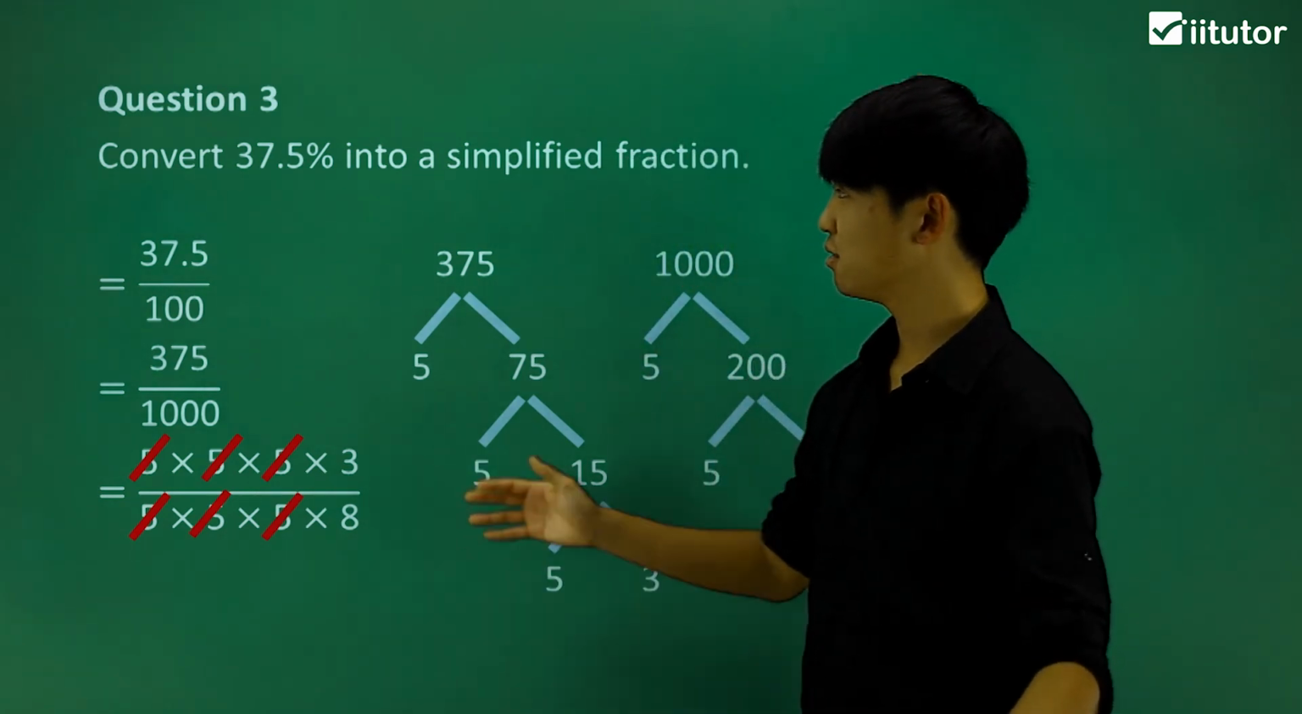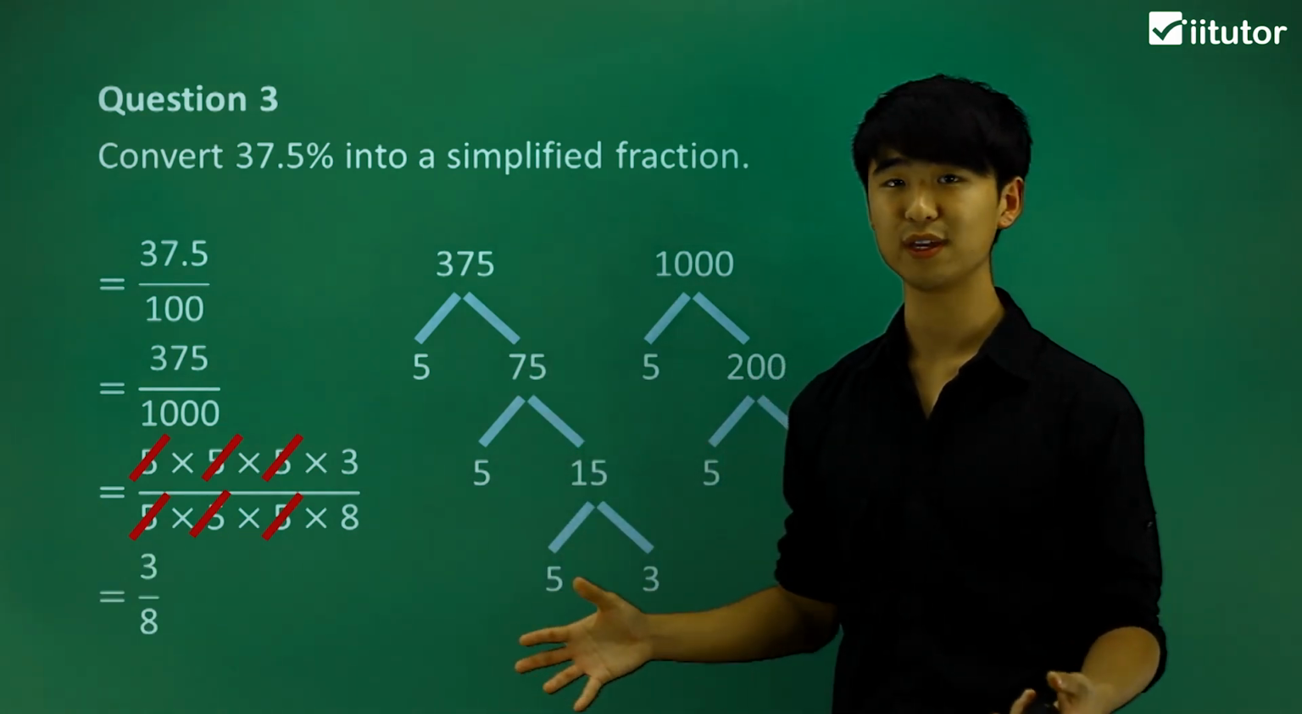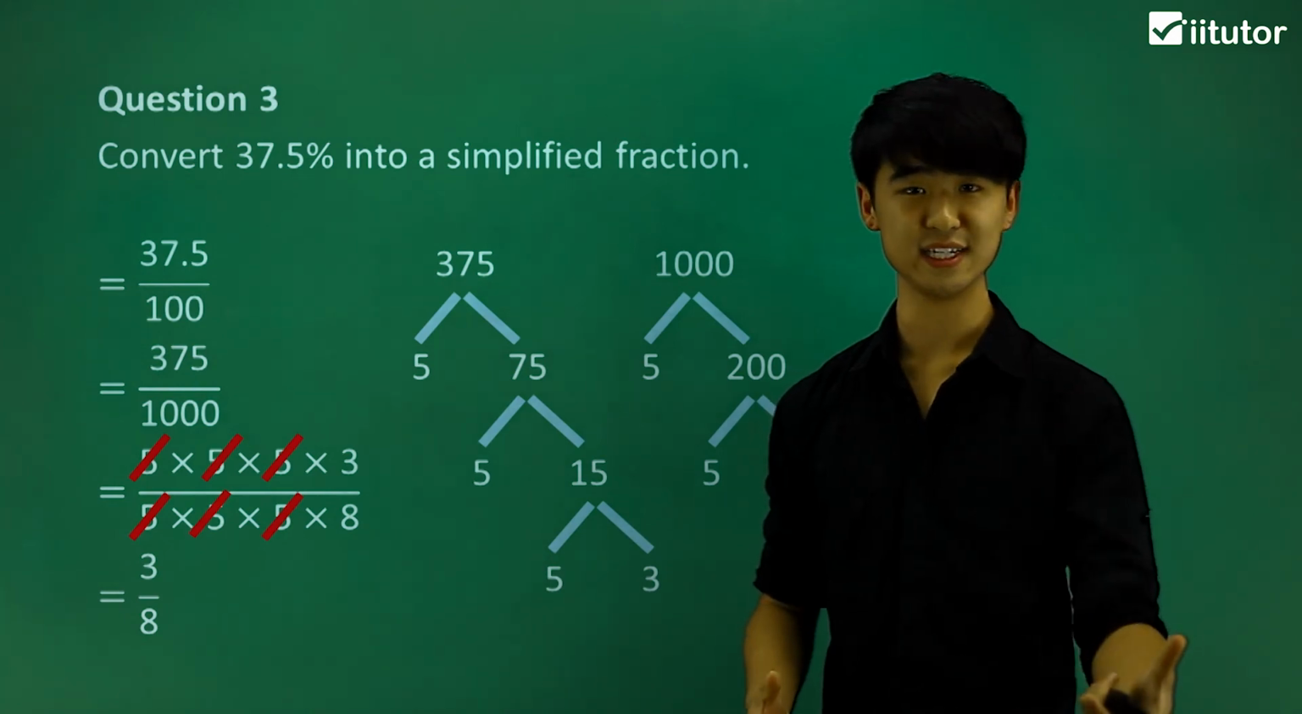So what's left? My simplified fraction for question number 3 is simply 3 over 8. Okay, so that's how we convert from a percentage to a fraction.